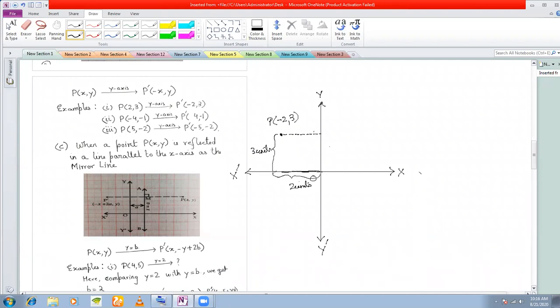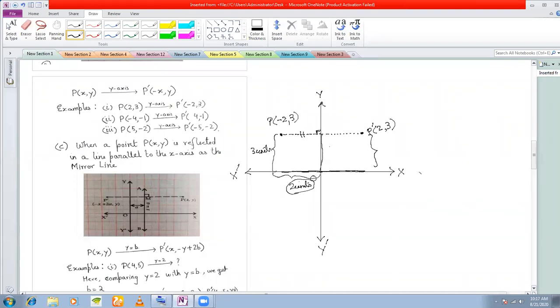To find the image of P, we drop a perpendicular on the y-axis, because the y-axis is my mirror line. Measure this distance, take the same distance here, and get the image of P, P dash. Now what should be the image of this point? This distance remains 2 units, but we are moving in the positive direction of x, so this becomes 2. And this distance is 3 units in the positive direction of y, so this becomes 3.